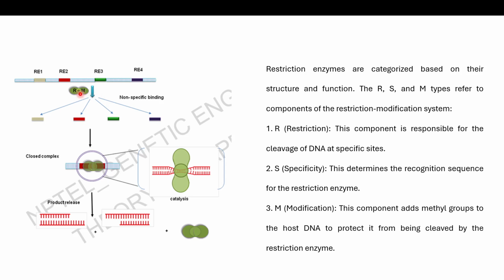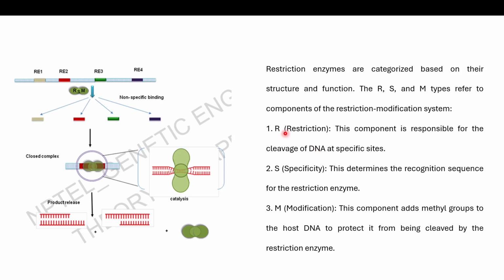The R, S, and M basically refer to the components of the restriction modification system. Suppose these are the restriction sites, and R, S, and M are the components of a restriction enzyme. R stands for restriction here. S stands for specificity, and M stands for methylation or modification. Modification refers to addition of methyl groups. It can stand primarily for modification, but generally what happens is methylation.